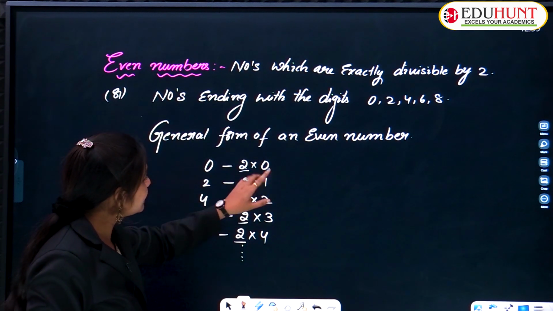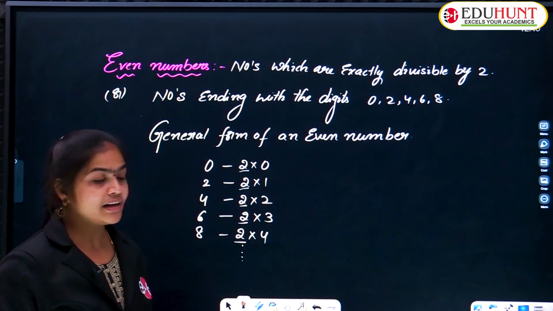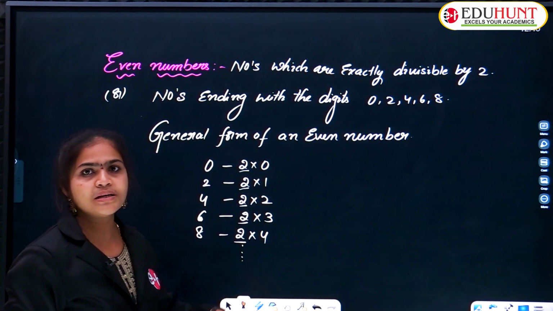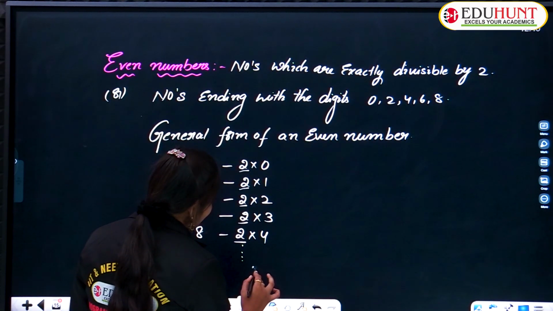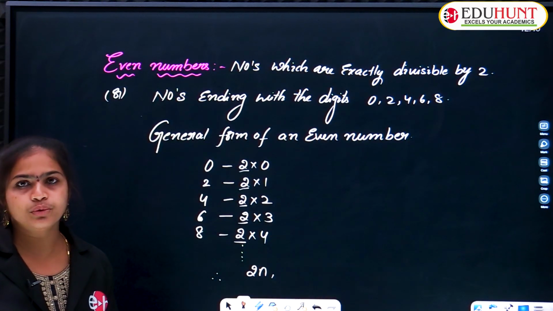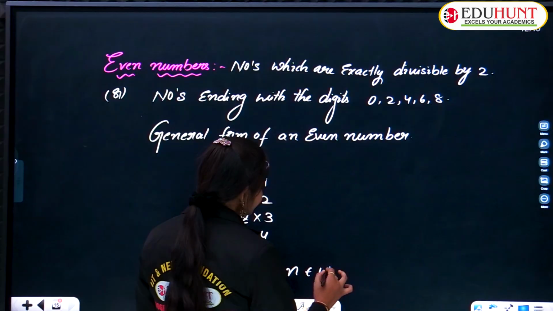Here we have the numbers 0, 1, 2, 3, 4 and so on. Here 0 is also included, no? So here n belongs to whole numbers also, we can take that. Then the general form of an even number is 2n, where n belongs to whole numbers.